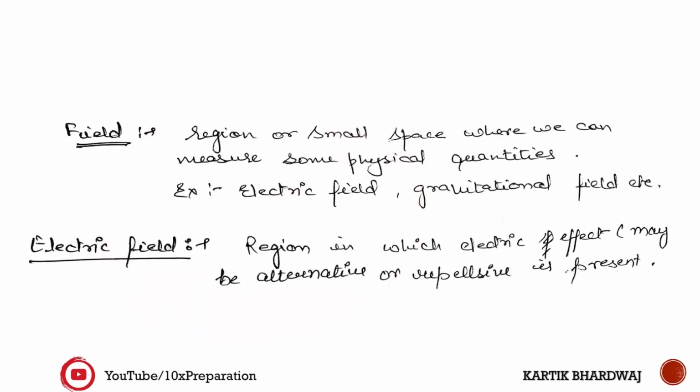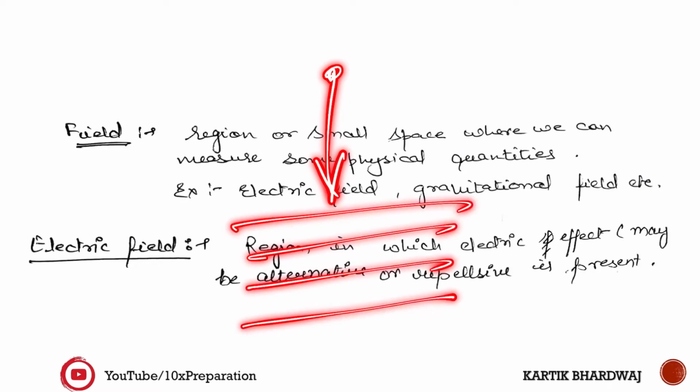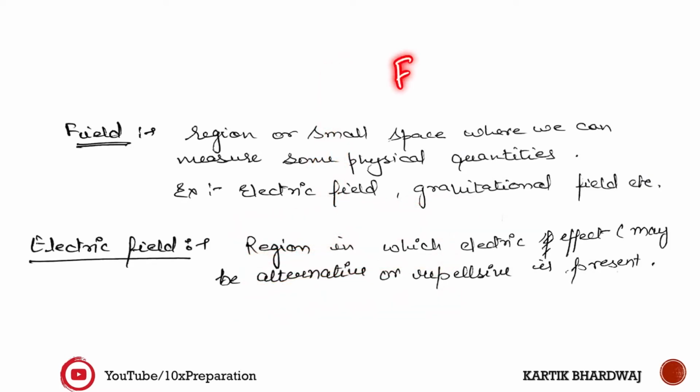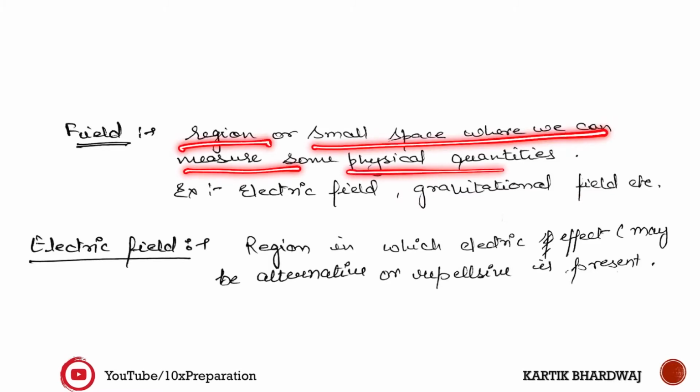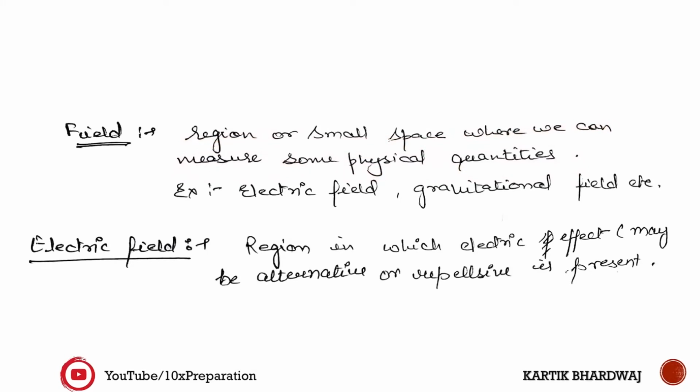You can feel this like the earth's gravitational force, which is directly proportional to the product of their masses and inversely proportional to the distance between them. You can't see the gravitational field around us. Whenever you let go of some body, it will fall towards the earth. Why? Because a force called gravitational force is caused in the presence of the gravitational field. So a field is the region or small space where we can measure some physical quantity. Force is a physical quantity you can measure.